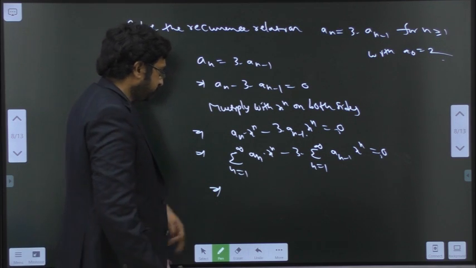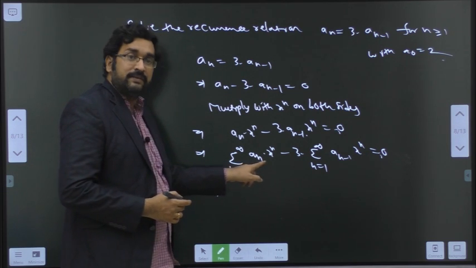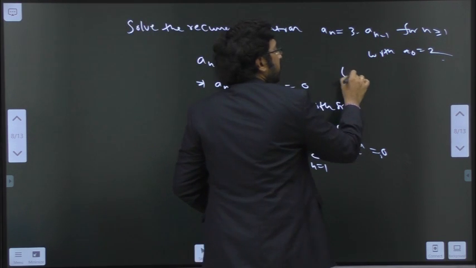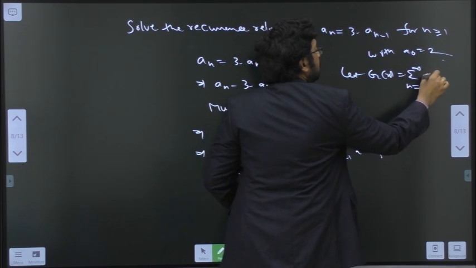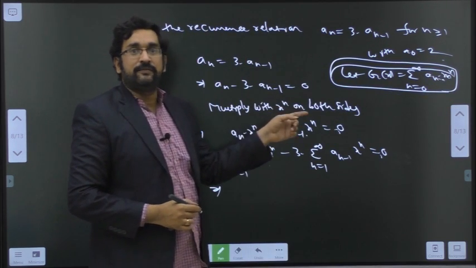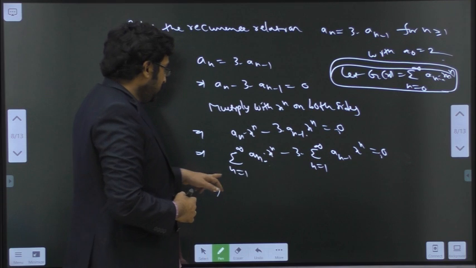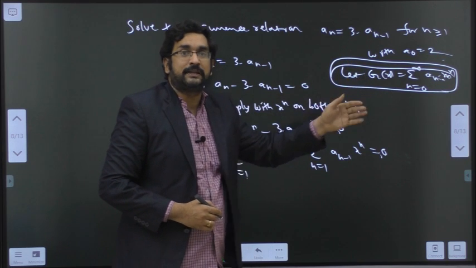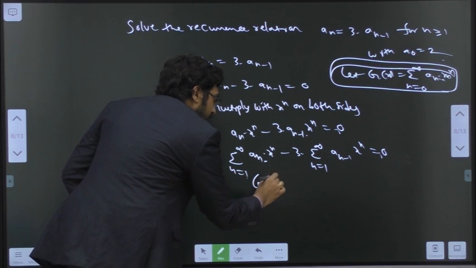Here, for a_n the suffix n is 1 to start. For every problem we will assume g of x as sigma n equals 0 to infinity a_n into x power n. For every problem this will be common. G of x equals sigma n equals 0 to infinity a_n into x power n. Here the sigma limit is starting from 1, which means from g of x we should subtract the first term. So this term can be written as g of x minus a_0.